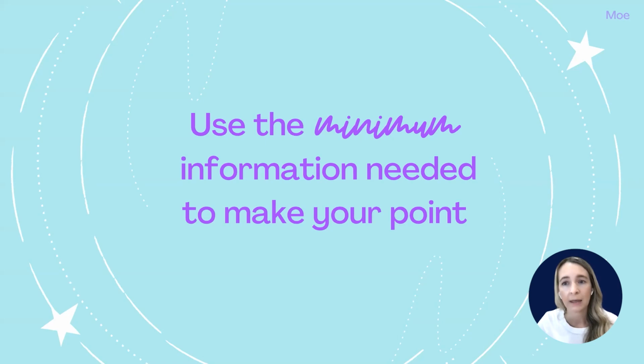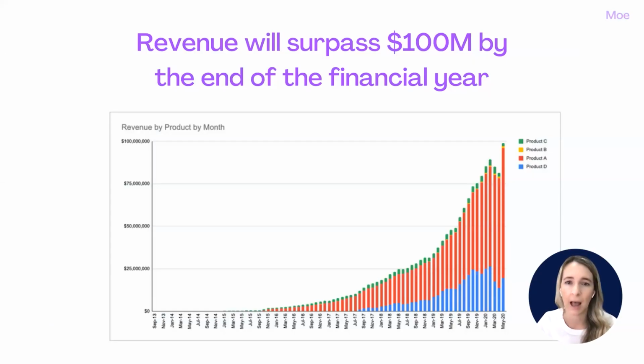Often when we're talking about data, people want to include complexity because there'll be a certain pain in the backside stakeholder who asks for it, or because you're so in the detail you think you need that complexity, but it's not normally the case. So let's take a look at this slide. Let's say we want to make a point about overall revenue of the company: revenue will surpass 100 million by the end of the financial year.